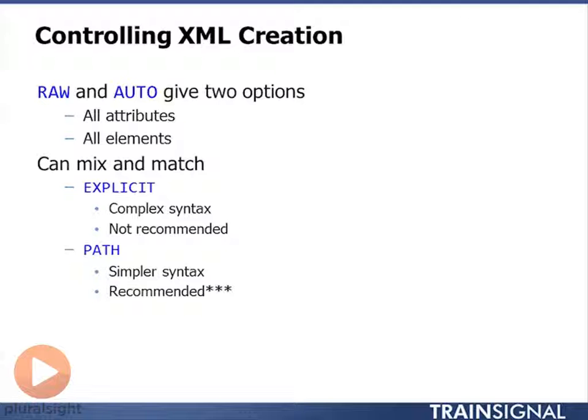This is where explicit and path come into play. Explicit and path give us full control over the emitted XML. Now, the thing about explicit is that while it gives us the exact same power that path does, it's an older technology, it's got really complex syntax, and it's not the preferred way of doing things. If you actually go check the books online, the MSDN documentation, you'll notice that for the most part, the recommendation is don't do it this way, use path instead. And so as a result, I'm going to utilize path here. That really is the real world option.